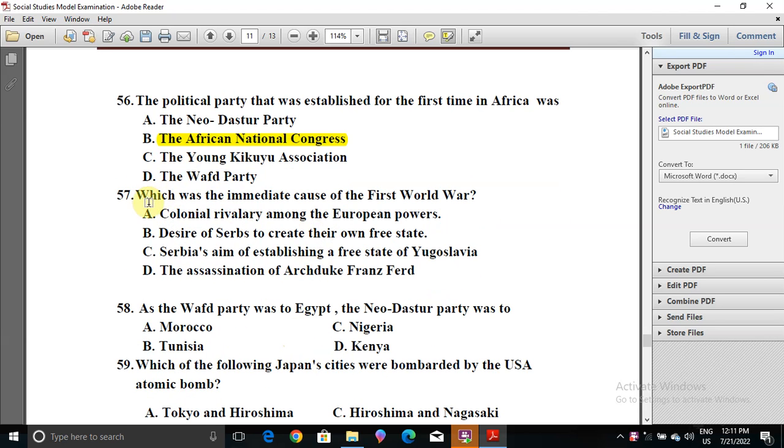Now question number 57. Which was the immediate cause of the First World War? That means WW1. Colonial rivalry among the European powers, or desire of Serbs to create their own free state? No. Serbia's aim of establishing a free state of Yugoslavia? No. The assassination of Archduke Franz Ferdinand? Yes, this was the cause, or the immediate cause, of the First World War.